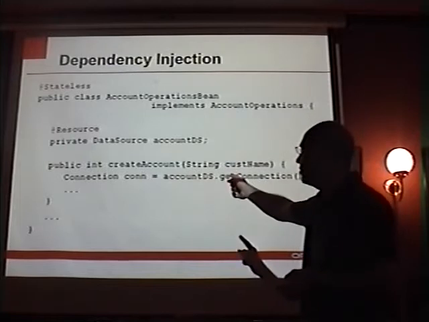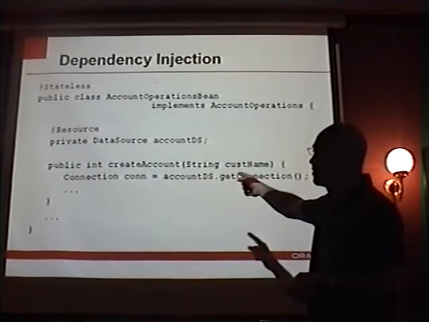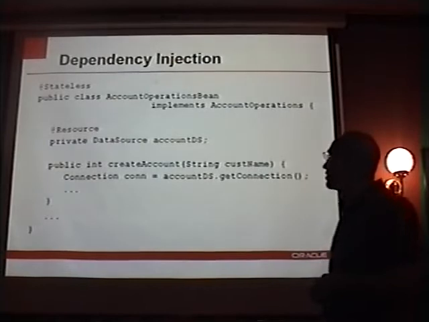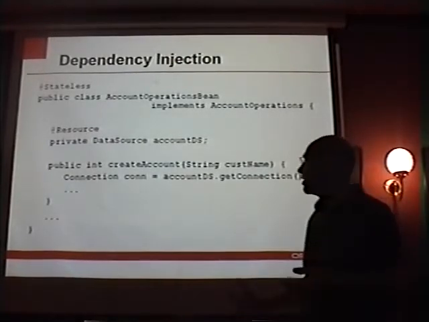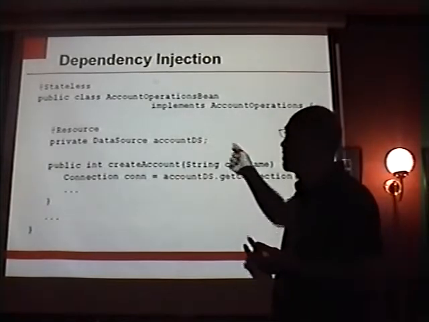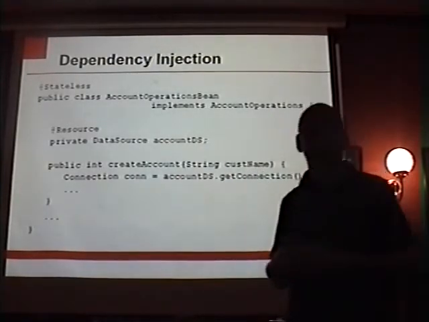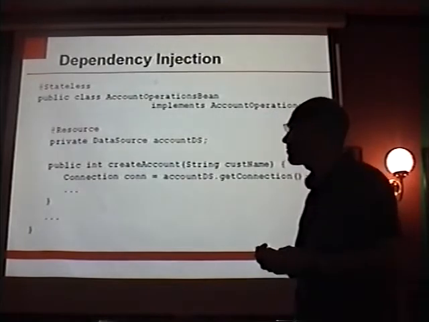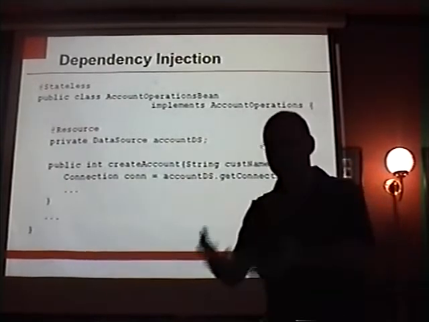So in create account, we assume the data source is there and get a connection off of it. So account data source dot get connection. We haven't ever initialized the account data source. We assume that it's the right one and that it's been put there inside account DS. Okay. So an annotation says, yes, please inject this right here.